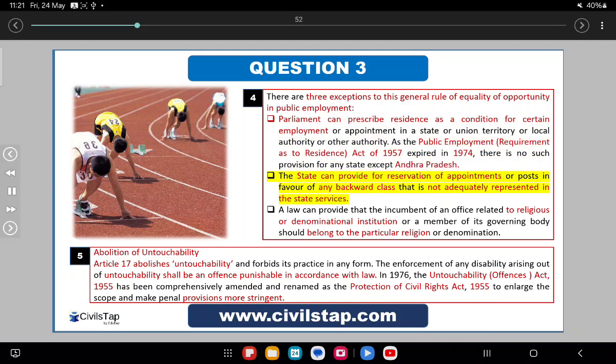The state can provide for reservation of appointments or posts in favor of any backward class that is not adequately represented in the state services. A law can provide that the incumbent of an office related to religious or denominational institution or a member of its governing body should belong to the particular religion or denomination.